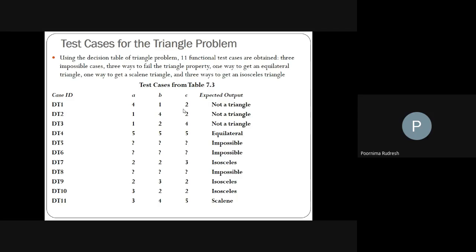Why? Because here we are checking the condition whether A is less than B plus C. Here A value is 4 and B plus C is 3. So 4 is not less than 3, and hence it is not possible to construct the triangle. So that is what we are considering.